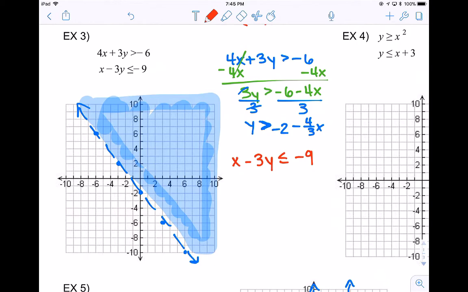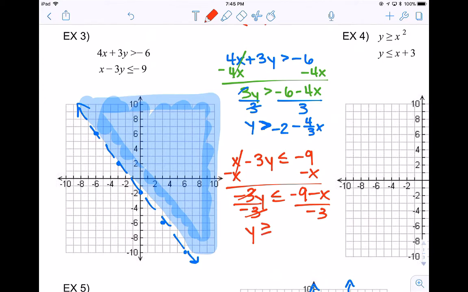All right, for our next line, we're going to subtract x to the other side again. So that's going to give us negative 3y is less than or equal to negative 9 minus x. And then final step, we'll divide everything by negative 3. Now with inequalities, we have to remember to flip our inequality when we divide by a negative number. So instead of less than or equal to, now we're going to have greater than or equal to.